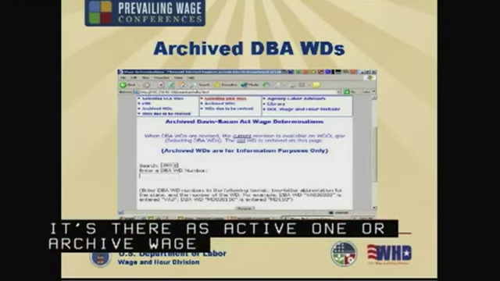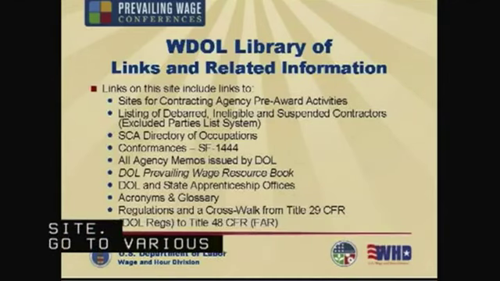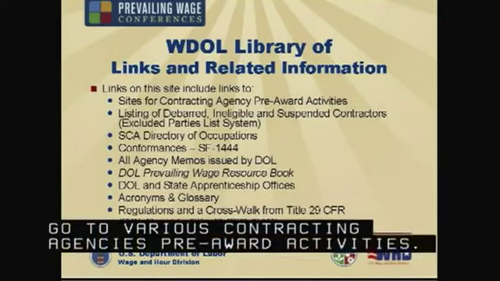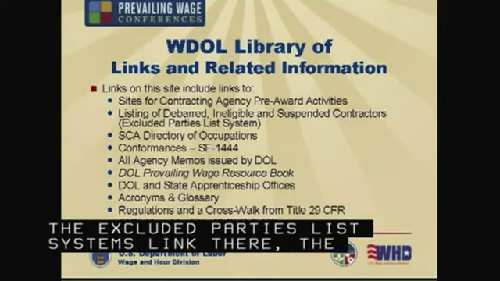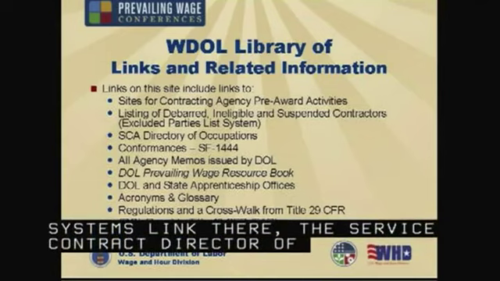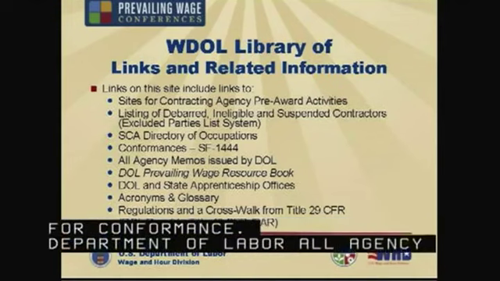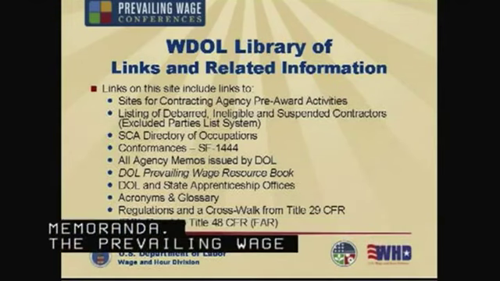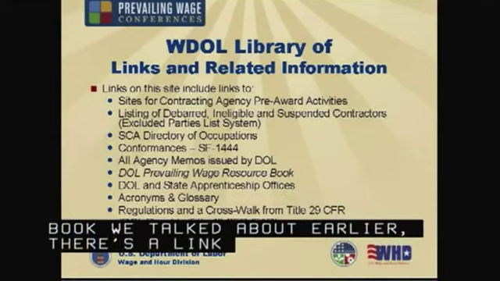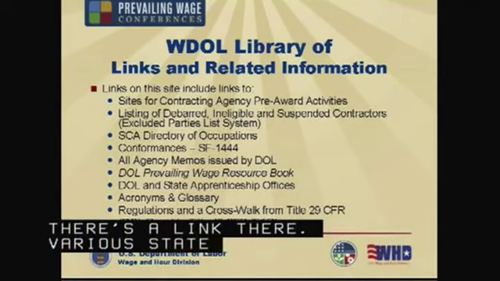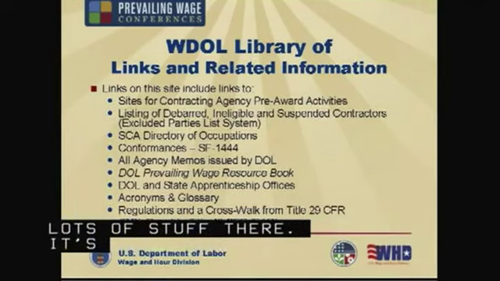There's lots of links on this site to various contracting agencies' pre-award activities. The Excluded Parties List System is a link there. The Service Contract Act Directory of Occupations, Standard Form 1444 for conformances, Department of Labor's All Agency Memoranda, the Prevailing Wage Resource Book that we talked about a little earlier. There's a link there. Various state apprenticeship offices, acronyms and glossary. There's lots of stuff there, so it's helpful. That crosswalk that we talked about earlier, that's available there too.